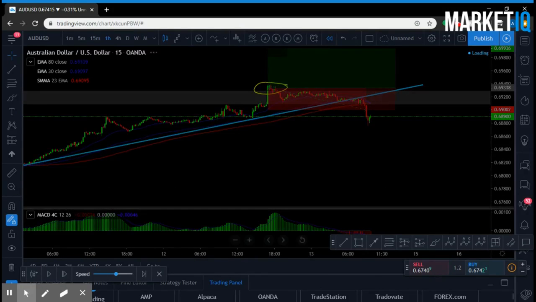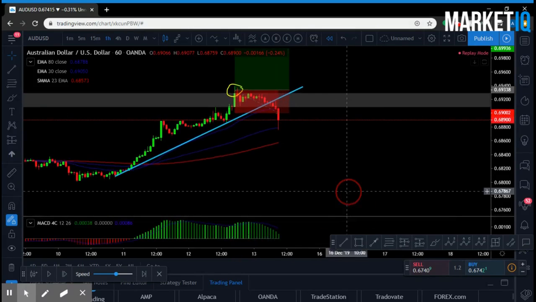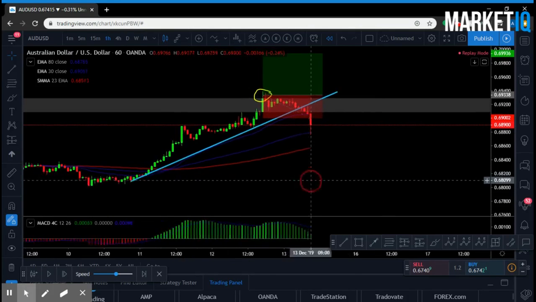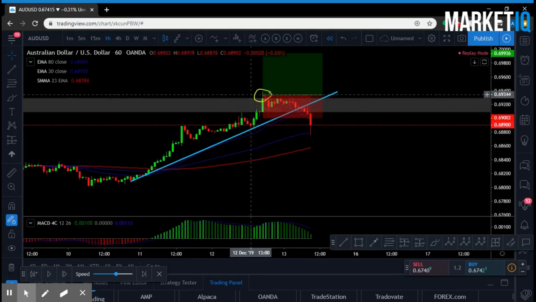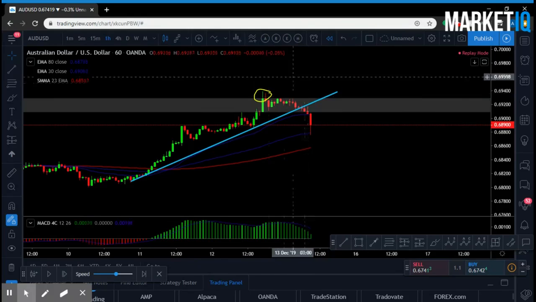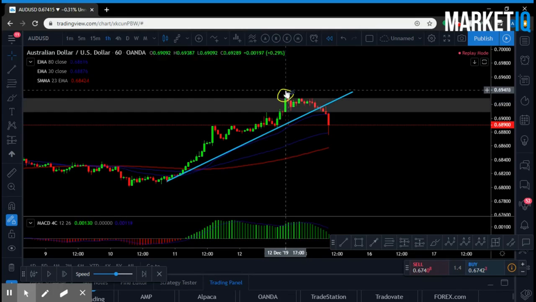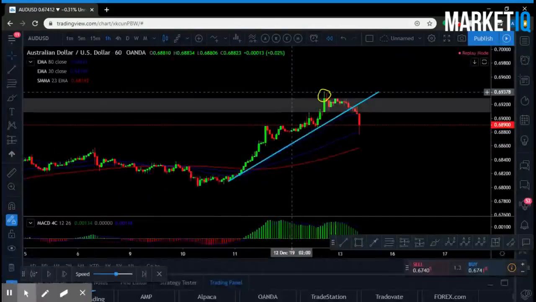So let's look at it on a 1-hour time frame. You can see on the 1-hour time frame, this was our fake out. Let me move that. This was our fake out, because on the 1 hour, price never closed above this zone. It closed right at the zone, but we never actually closed above the zone.